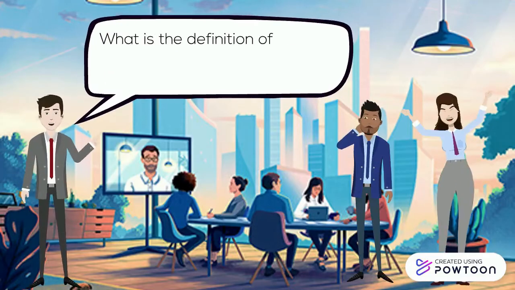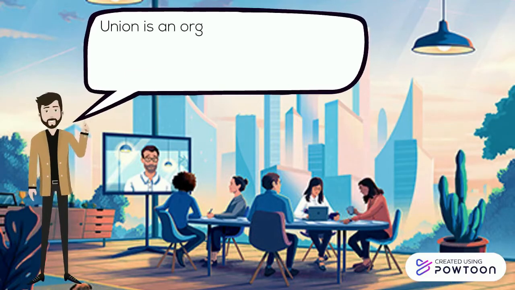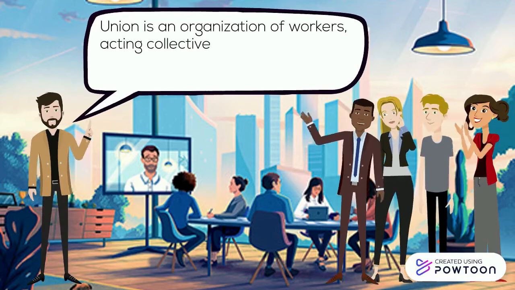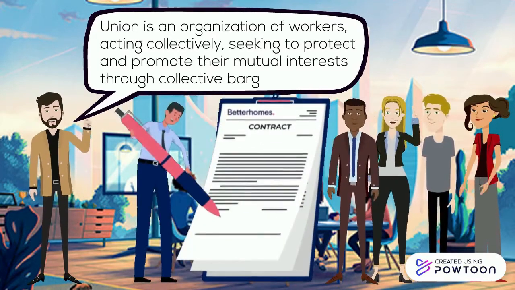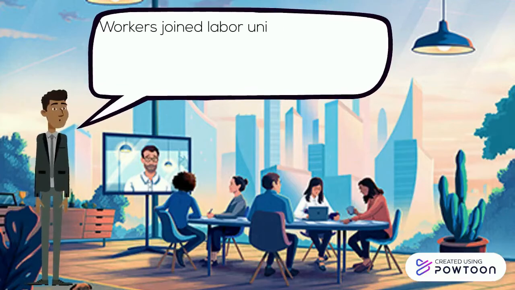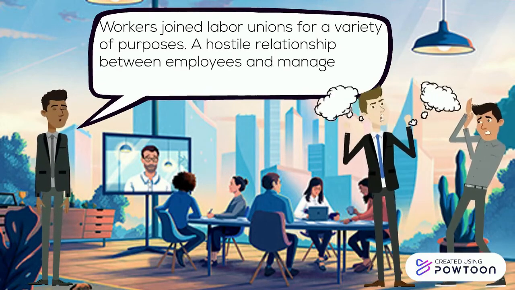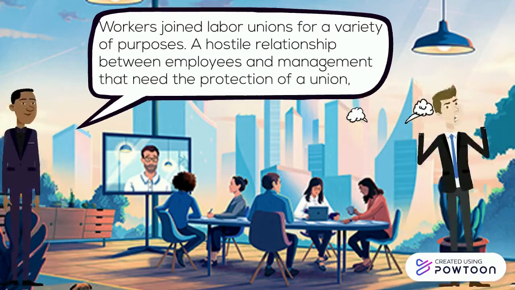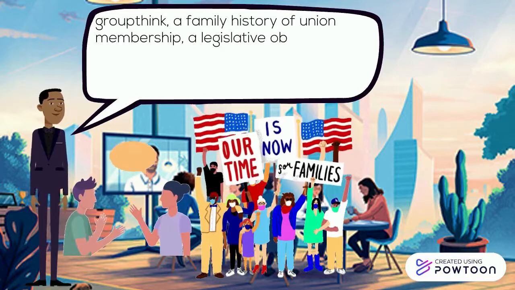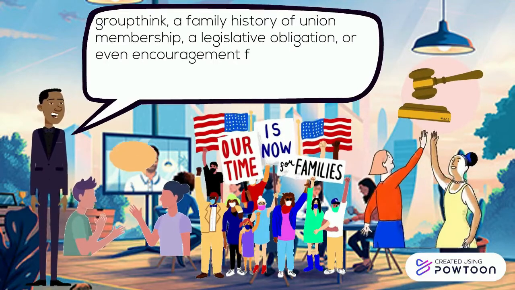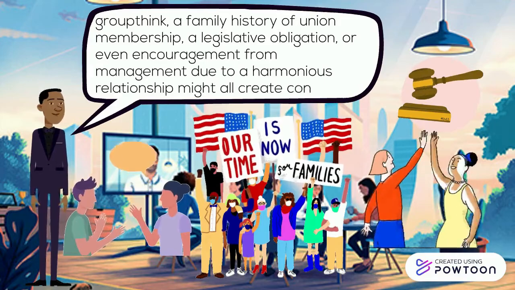What is the definition of union in the context of labor relations and collective bargaining? A union is an organization of workers acting collectively, seeking to protect and promote their mutual interests through collective bargaining. Workers join labor unions for a variety of purposes: a hostile relationship between employees and management that needs the protection of a union, groupthink, a family history of union membership, a legislative obligation, or even encouragement from management due to a harmonious relationship might all create conditions.